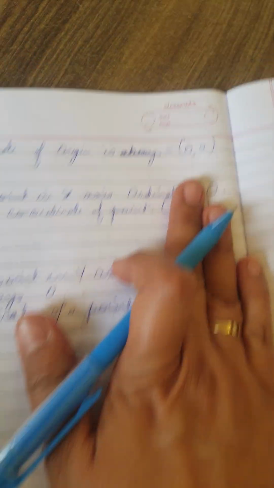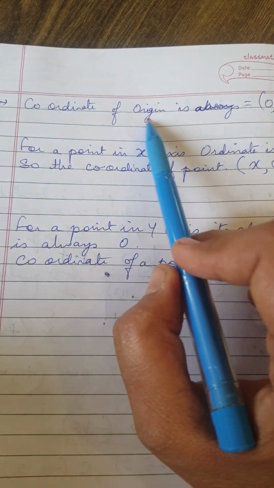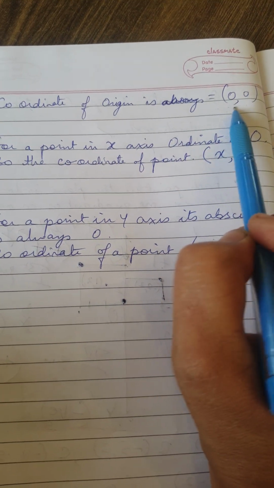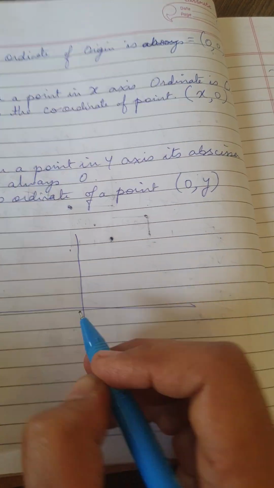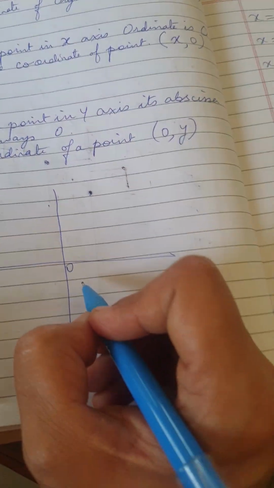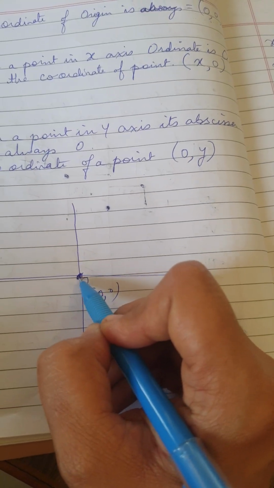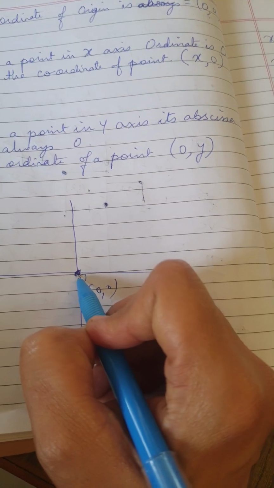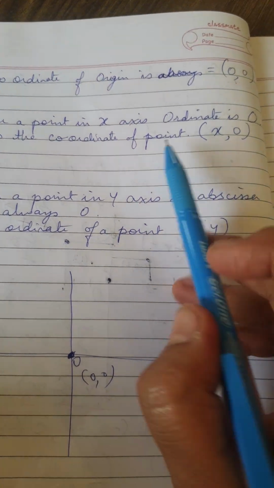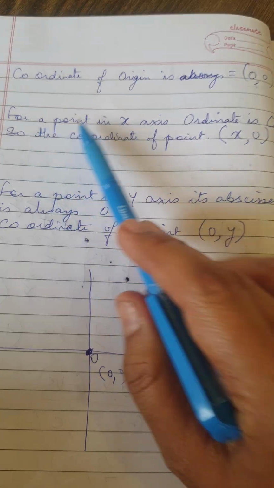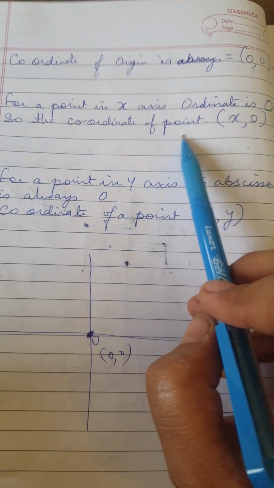Continuing with the same topic, as I have told you earlier also, the coordinate of the origin is always (0, 0). Okay. Remember what the origin is? This one is the origin, which we denote with (0, 0), because for this point your x is 0 and y is also 0. Okay. Now see, for a point on the x-axis, the ordinate is 0. So the coordinate of the point is (x, 0).